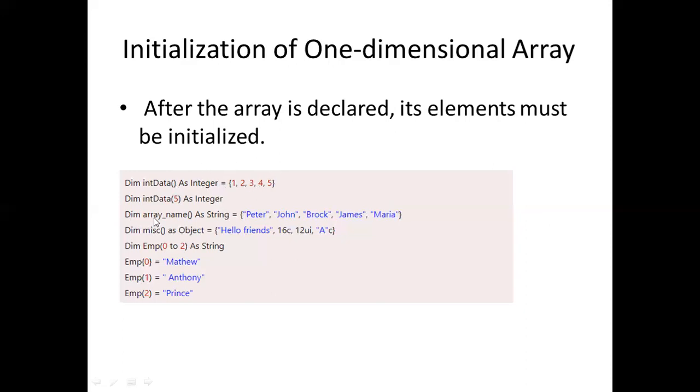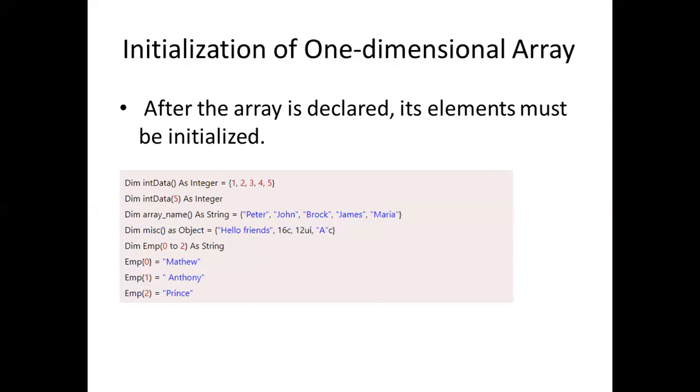And then you also have this way of initialization. So to say Dim, there comes the array name, and then you say as String. So now you are assigning values. We have Peter, you have John, you have Brock, you have James, you have Maria. So you can assign in this way. So it is also okay. And you can also assign in this way. If you can see how this assignment is using the index. Index just shows the position and the length of those particular arrays.